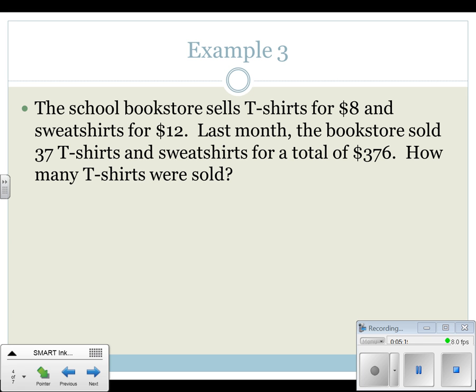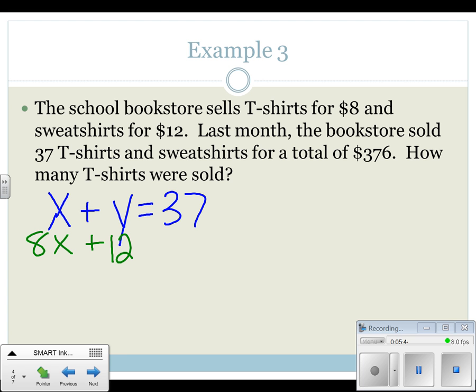We can take this information and come up with two linear equations. One thing we know is that if we have t-shirts, x, plus sweatshirts, y, they sold a total of 37. So X plus Y is 37. We also know the cost per t-shirt was 8. So 8 per t-shirt plus 12 per sweatshirt gave them a total of $376 that they made. So there are our two equations.